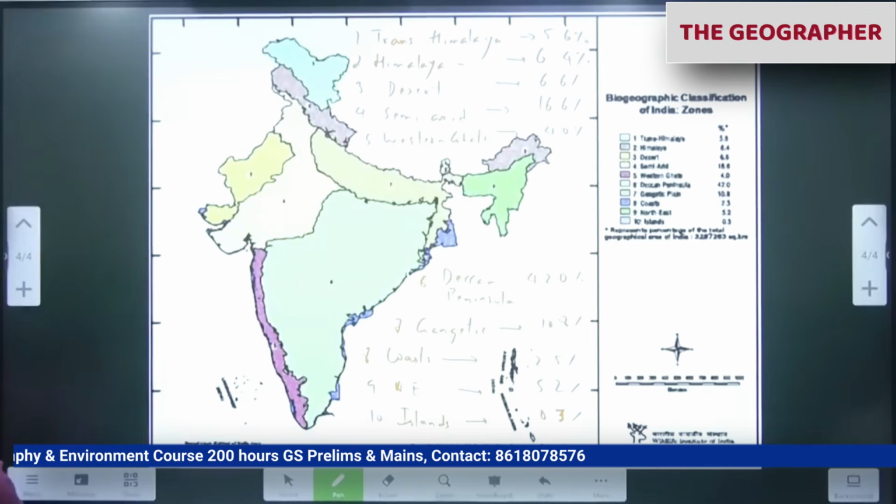We have 10 biogeographic zones. Top 4 you remember, which is the largest, second largest, third largest, fourth largest, which is the smallest. Those kind of questions they might ask. So India is divided into 10 biogeographic zones. Within these 10 biogeographic zones, we have 18 biosphere reserves. As of now, 18 biosphere reserves. Okay, you write this, then I'll continue.